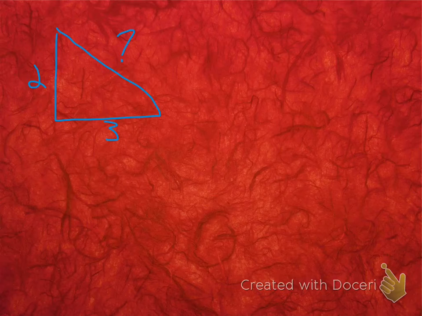Now, this is where the Pythagorean theorem is used. Look at your paper. Tell me, what is the Pythagorean theorem? A squared plus B squared equals C squared. You've got to memorize that. This is one of those few times where you have to memorize the formula.